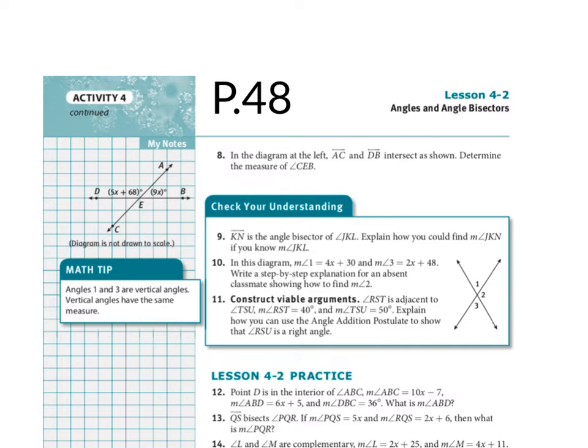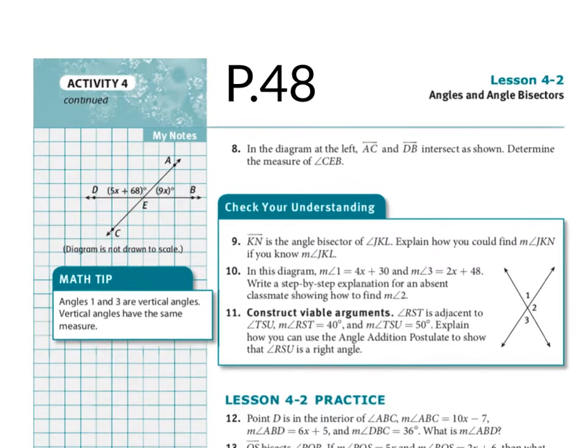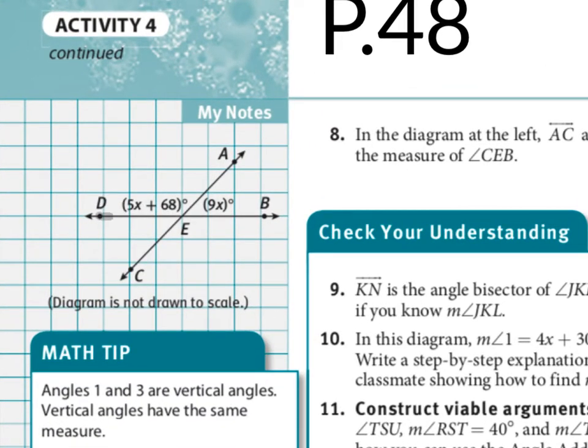In the diagram to the left, so this diagram over here, again, they're not drawn to scale, AC and DB intersect as shown. So they intersect at point E. Determine the measure of angle CEB. So CEB, okay? So for me to do that, I have to find x first. Now, do you see how we have line DEB? So that forms a straight angle. So that means that those two angles, DEA and AEB, are supplementary angles.